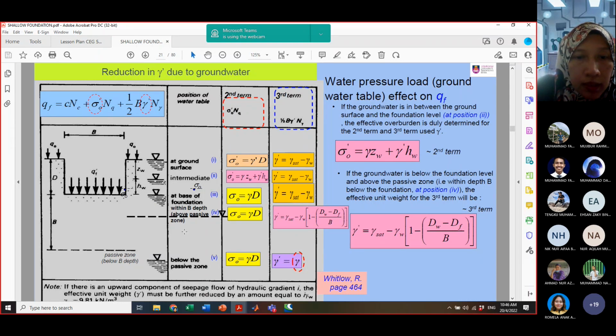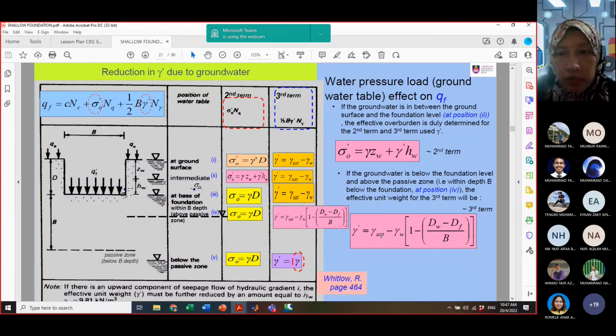Kalau kata water table kita berada di bawah passive zone, so sekarang ni awak punya term number 2 pun is a normal overburden pressure without water table effect. Similarly to the term number 3, iaitu gamma dia kita akan ambil sebagai gamma bulk ataupun gamma dry. So please be careful on that particular effect of the water table, water pressure load ataupun groundwater table effect.